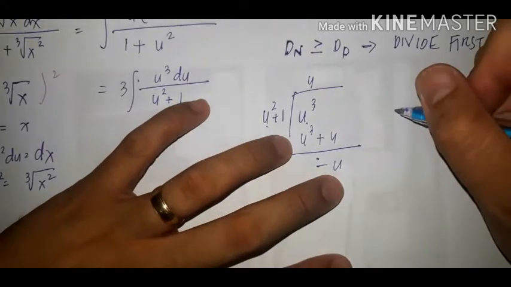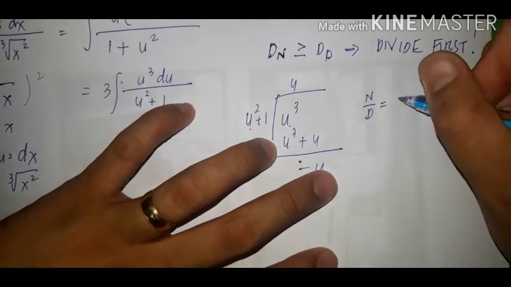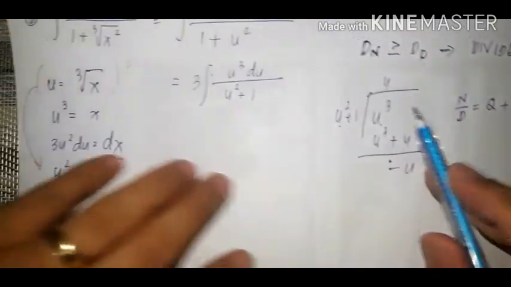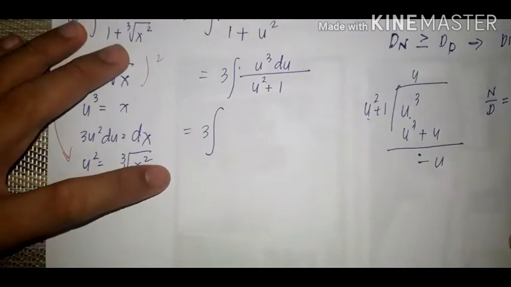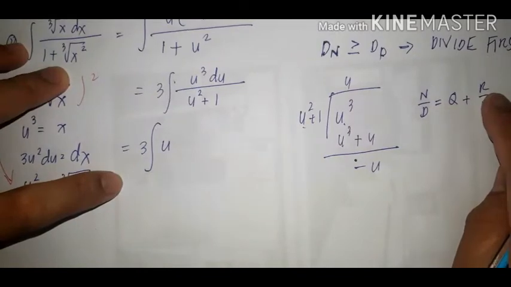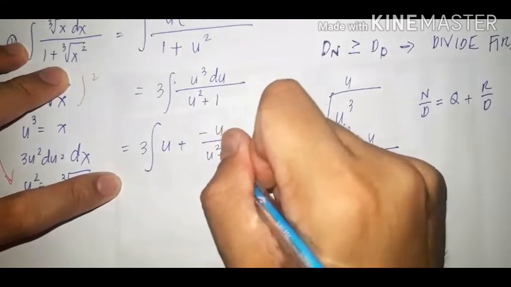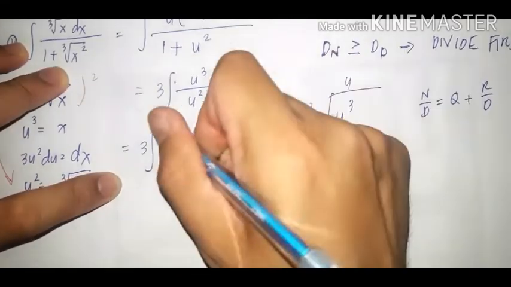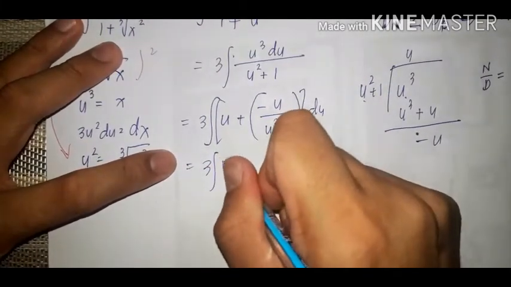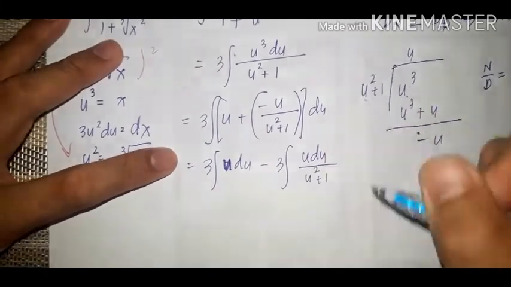So, again, ang ating format, when a numerator is divided by a denominator, the answer is quotient plus the remainder over the divisor. So, your quotient is u. So, this given can be written now as your u, which is your quotient, plus the remainder r, which is negative u. So, that is plus negative u over u squared plus 1 du. So, in that case, that gives you 3 integral of u du minus 3 integral of u du over u squared plus 1.